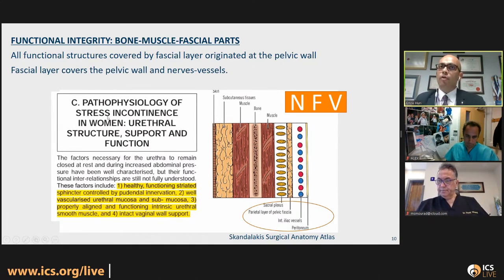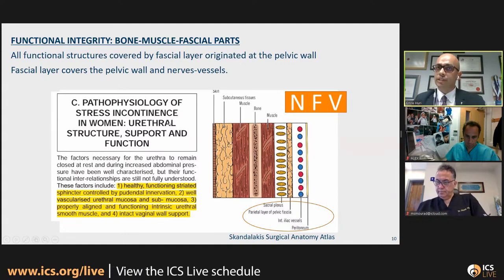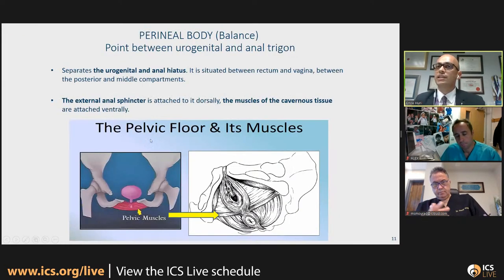When you think about the pathophysiology of stress incontinence, three important anatomic factors include the healthy and functioning striated sphincter controlled by the pudendal innervation, the urethral mucosa and submucosa, well vascularized, and also the intrinsic urethral smooth muscle, which is located at the bladder neck, and the intact vaginal wall support, which is covered by the fascial layers.